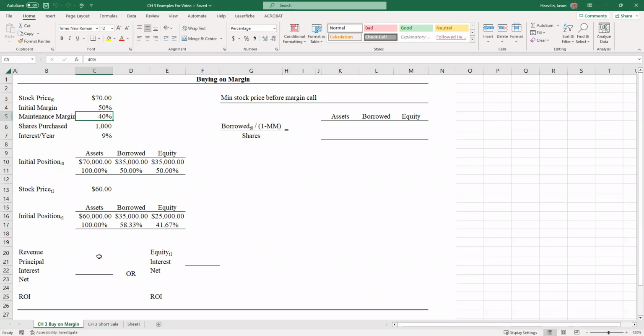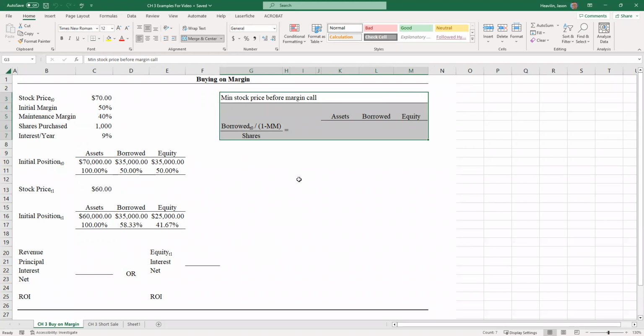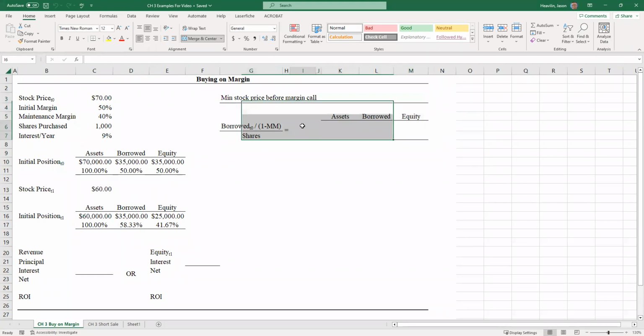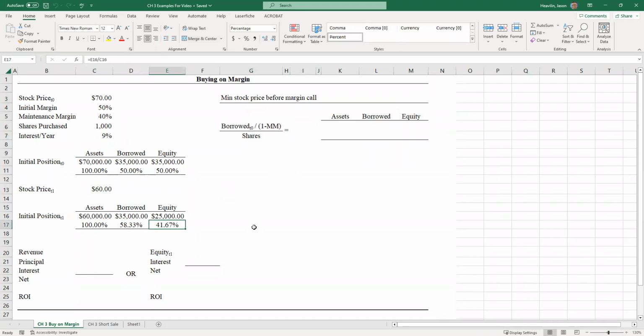Okay, so let's say that before you make the decision to get out of your position or not, you want to know what's the lowest price it can drop before you go under 40%. Okay, so we're going to talk about minimum stock price before margin call. So before you make a decision on what you're going to do, you want to know, well, how much further can this stock drop in price before it breaks the 40% maintenance margin? So we have this formula here for that.